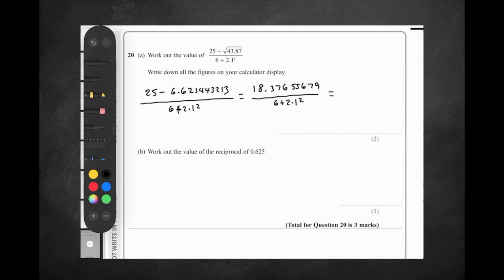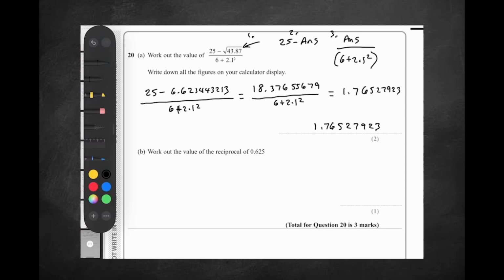So I've got 1.76527923. So to recap, I've done this first, then I've done 25 minus the answer as step 2. Then in step 3, I've done the answer divided by 6 plus 2.1 squared. And our answer is 1.76527923.